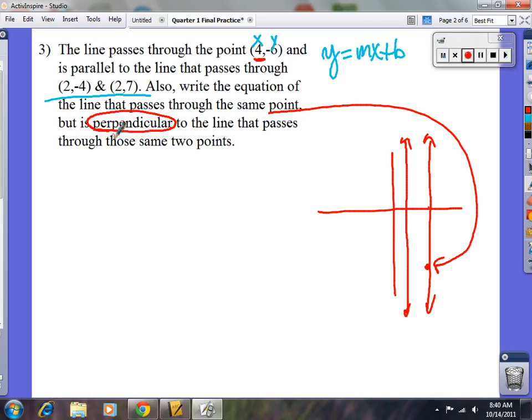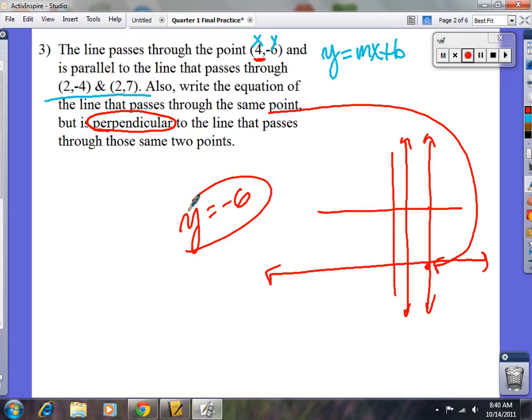What do you know about perpendicular? So what's perpendicular to a vertical line? A horizontal. So this line is going to go like this. What is the equation of this guy right here? y equals -6. Because it only goes through the y-axis and it goes through the y right here at -6.